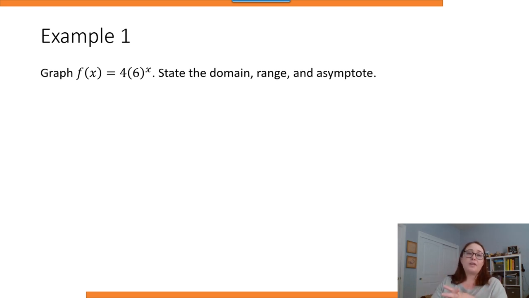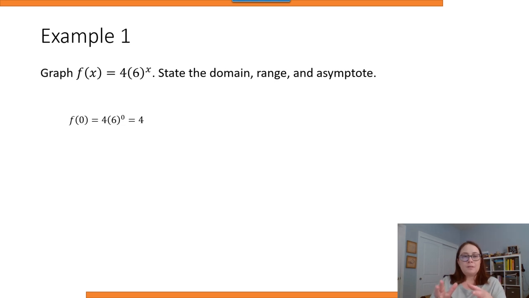So what I'm going to do to start out is just plug in 0 for x, find that y-intercept. So if I plug in f of 0, I get 4 times 6 to the 0. And so that 6 to the 0 is just 1. I get just 4. So I know that this graph intersects the y-axis at 4.